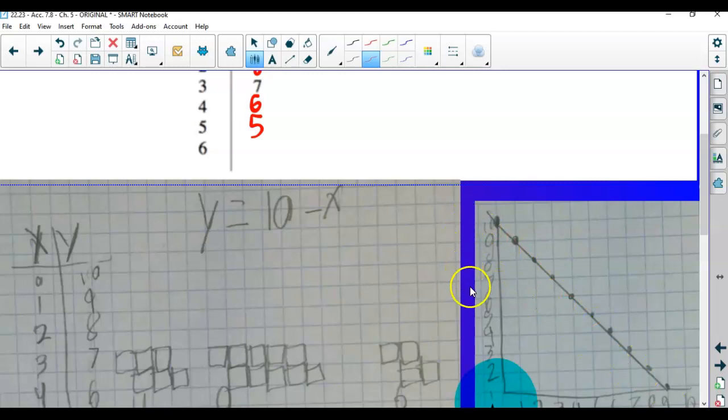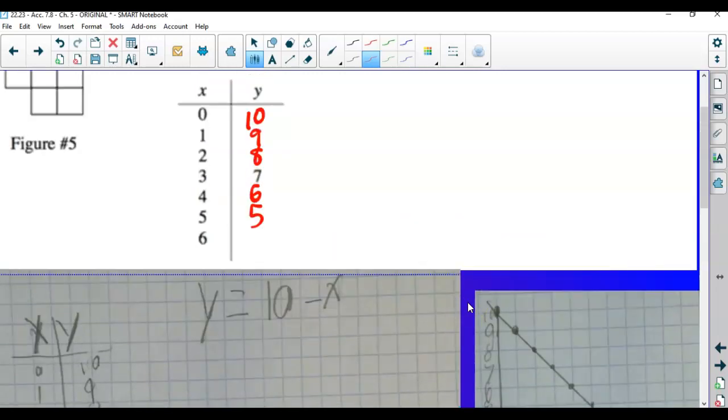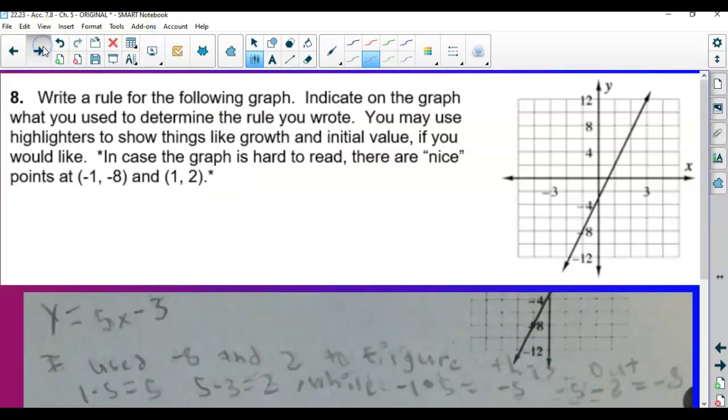Hey, it's okay. That doesn't mean you're wrong. You're just not totally right, right? If you didn't answer the whole question, you're not wrong. You're just not totally right.